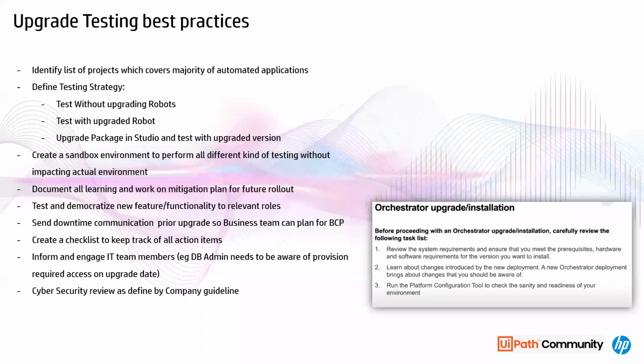So identify any minor applications in your list and say, okay, this is the list of projects, this is the list of applications, and you can evaluate if you're touching most of the applications from production. Define this testing strategy. So create that checklist to say, I should be able to test at least these three scenarios, like test without upgrading your robot.